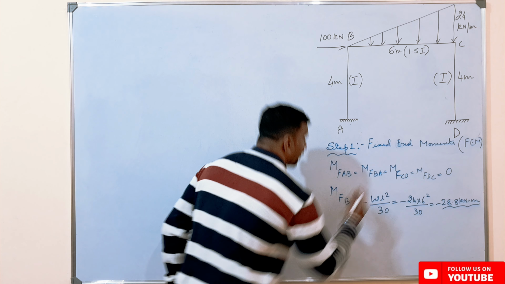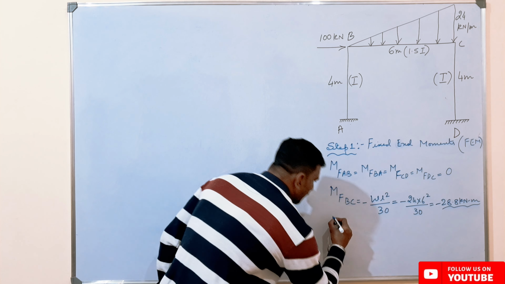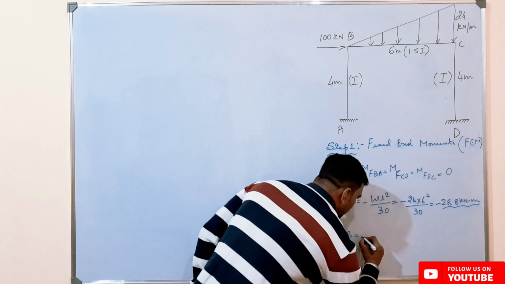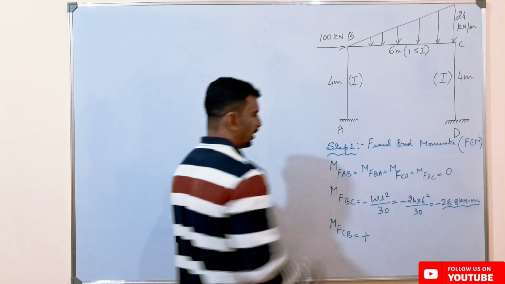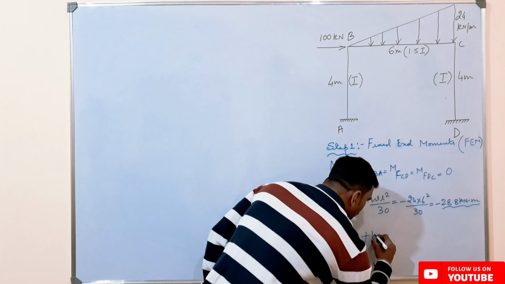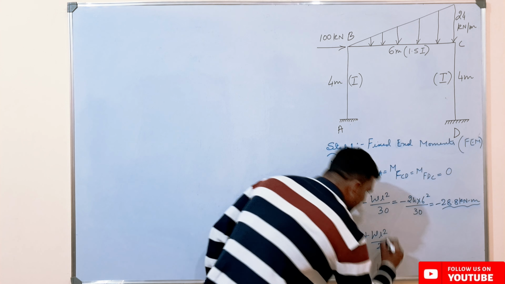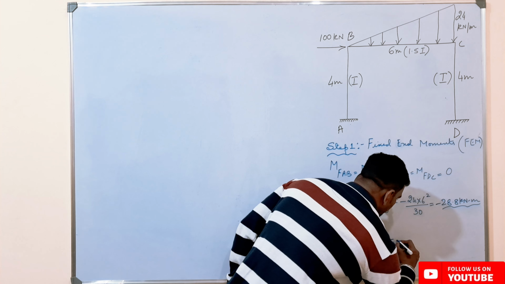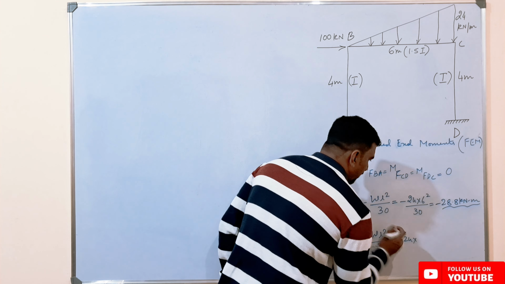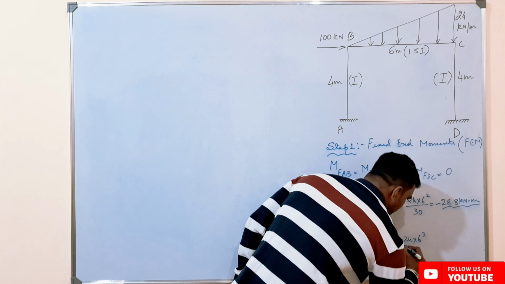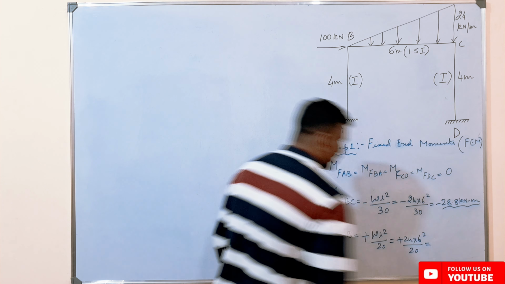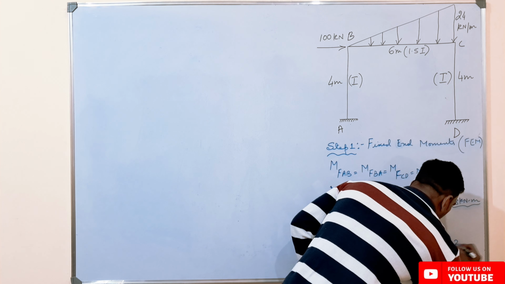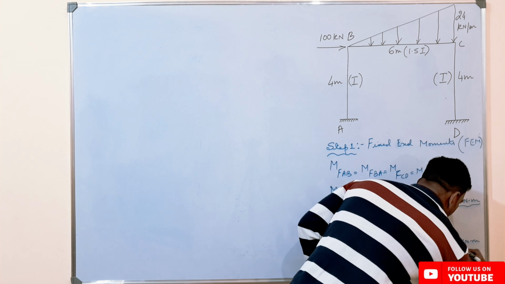Similarly, if we calculate from right to left, the fixed end moment from C to B will be positive because we are coming from right to left. So plus WL square upon 20 for uniformly varying load. So this will be equal to plus 24 into span, 6 square upon 20. This fetches a value of plus 43.2 kilonewton meters.